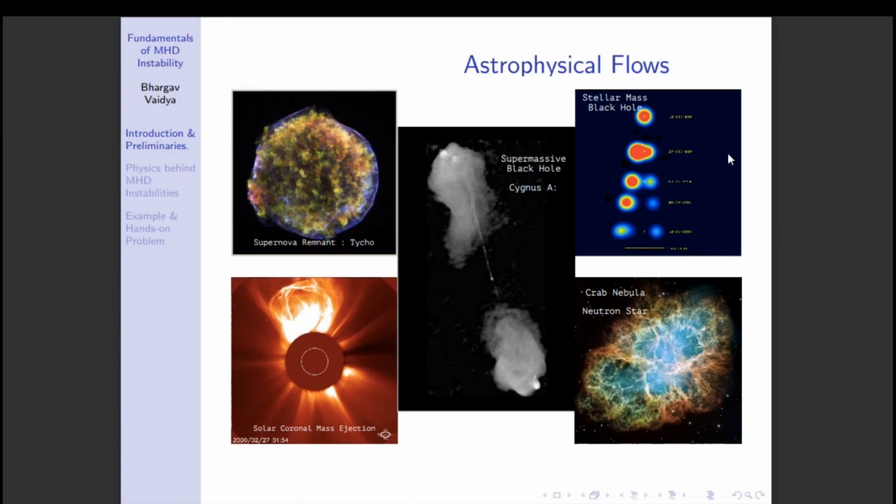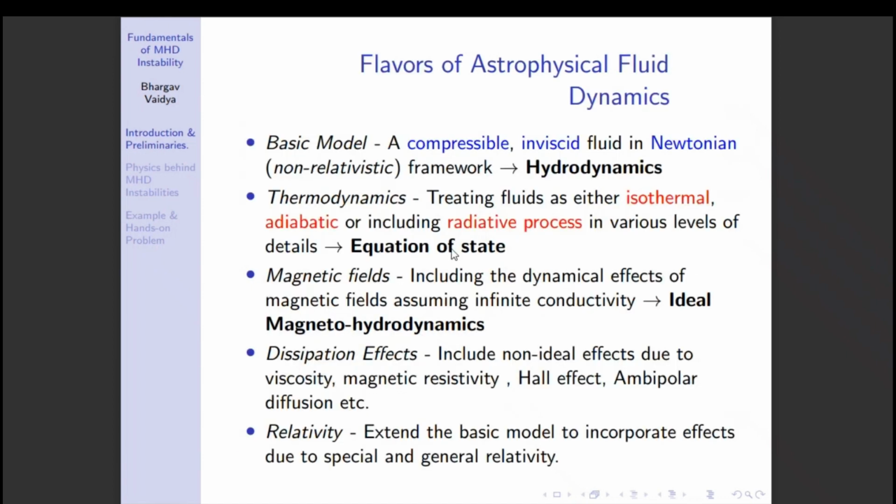So the question then comes: how do you build up a system in the physical sense? For example, if someone gives you a problem, you use your favorite simulation code and simulate it. What will you do? There are different flavors of astrophysical fluid dynamics. The first flavor is the hydro system, which is essentially a compressible inviscid fluid. Inviscid means it's not a viscous fluid. We'll talk about the viscosity and the non-ideal parts tomorrow.